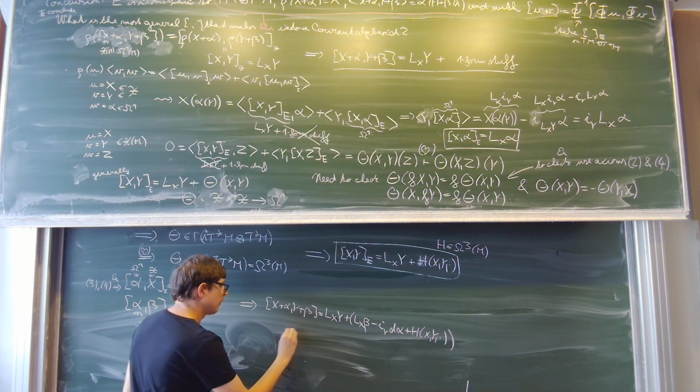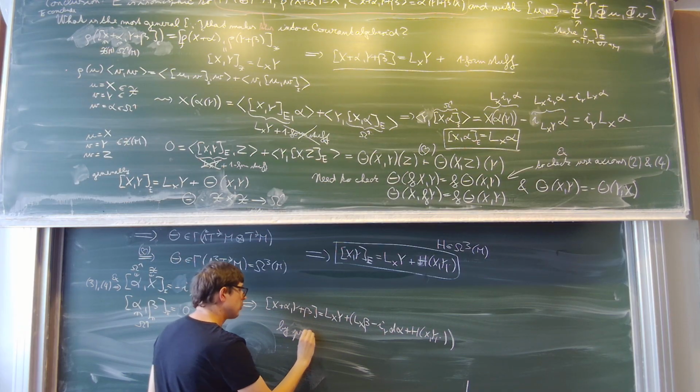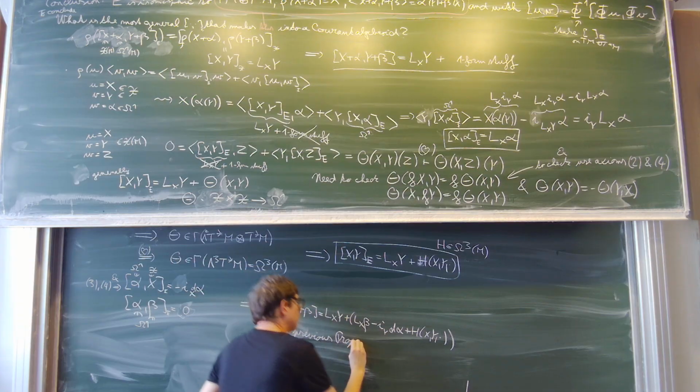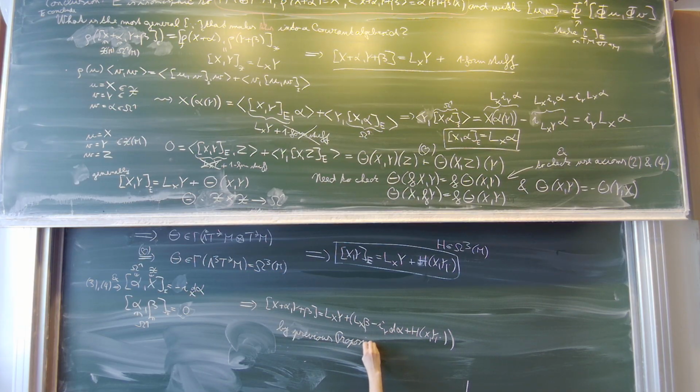And by one of the previous propositions, this thing actually has to be 0. And this was from the Jacobi identity, if you remember. And at the end.